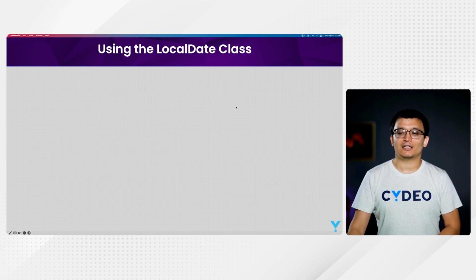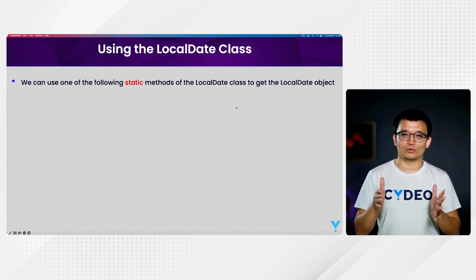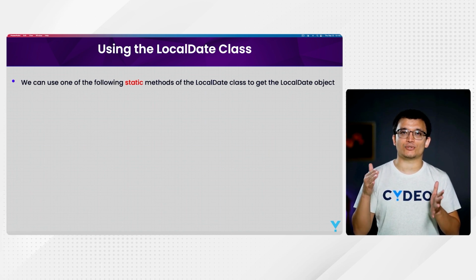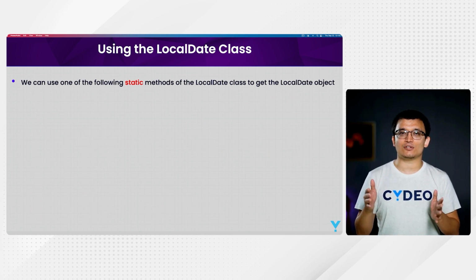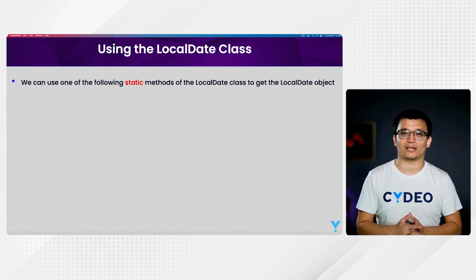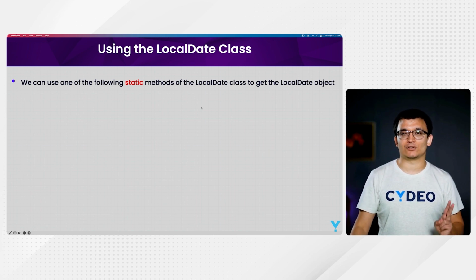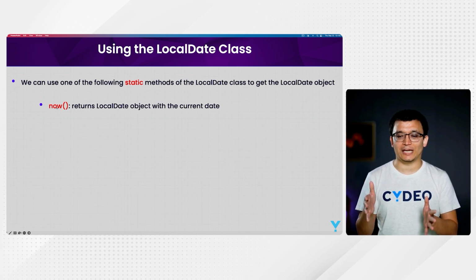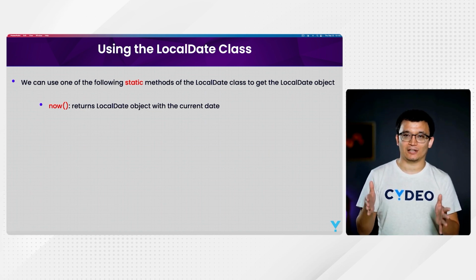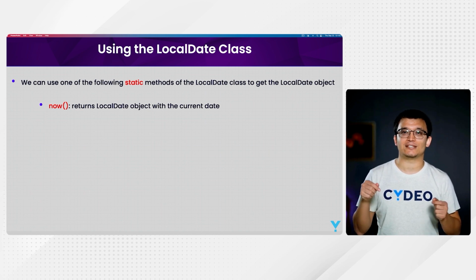And in order to use the LocalDate, you should also have an instance of LocalDate created. In order to create the instance of the LocalDate, we can use the static methods of the LocalDate class to get the LocalDate object. That's how we create the LocalDate object, by calling the static methods of the LocalDate class. There are two static methods that can help you create the LocalDate object. One is the now method. Once you call the now method from the LocalDate, it is going to return your LocalDate object with the current date, with today's date.